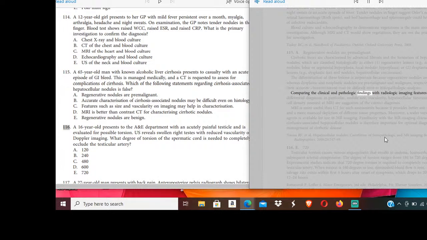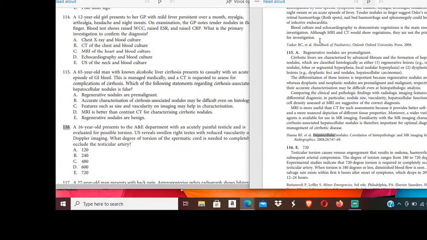Comparing the clinical and pathologic findings with radiologic imaging features may facilitate differential diagnosis. In particular, nodule size, vascularity, hepatocellular function, and Kupffer cell density assessed at MRI are suggestive of the correct diagnosis. MRI is more useful than CT for such assessments because it provides better soft tissue contrast and a more nuanced depiction of different tissue properties. Moreover, a wider variety of contrast agents is available for use in MR imaging. Familiarity with the MR imaging characteristics of cirrhosis-associated hepatocellular nodules is therefore important for optimal diagnosis and management of cirrhotic disease. Hanna RF, et al.